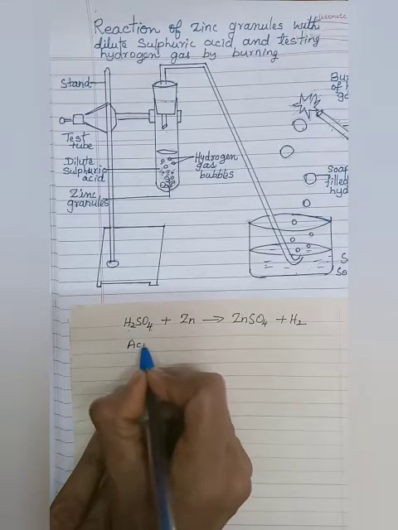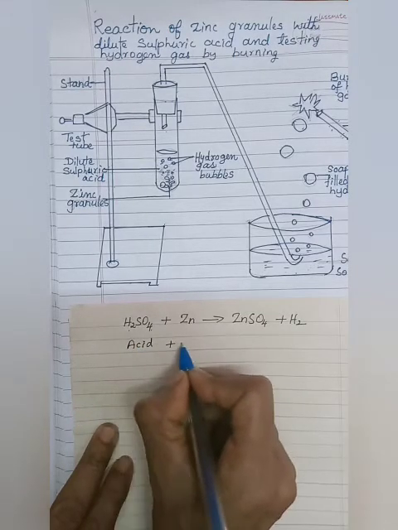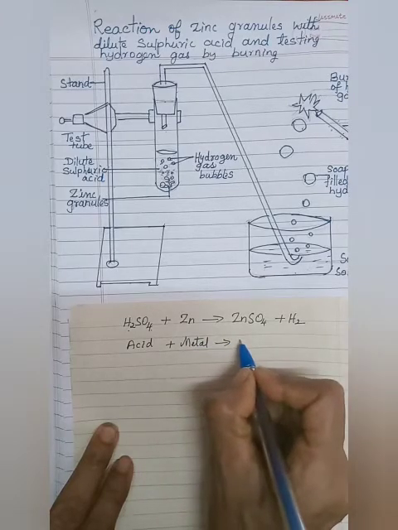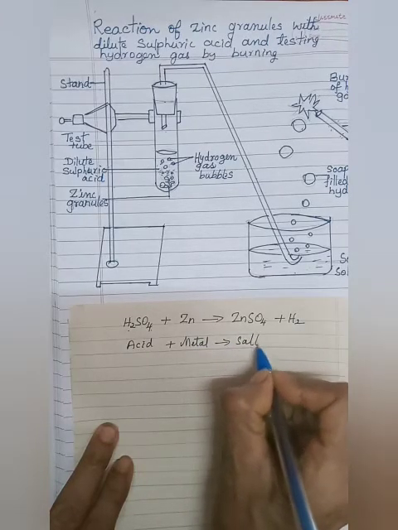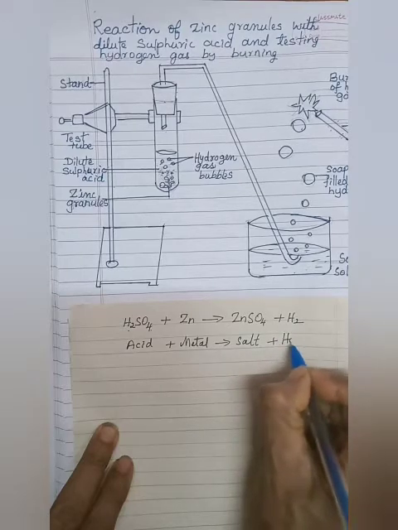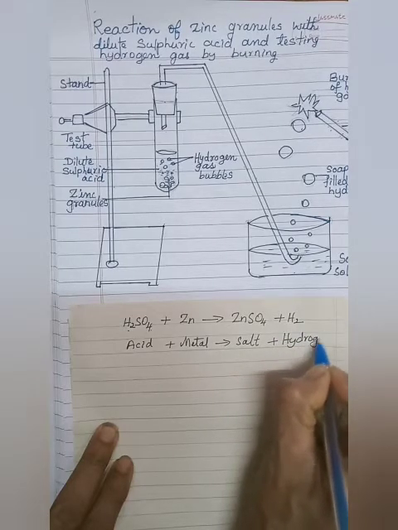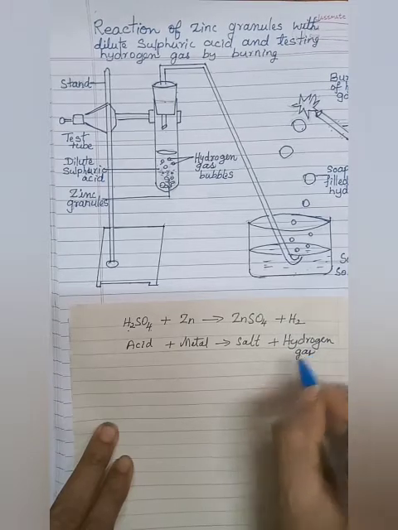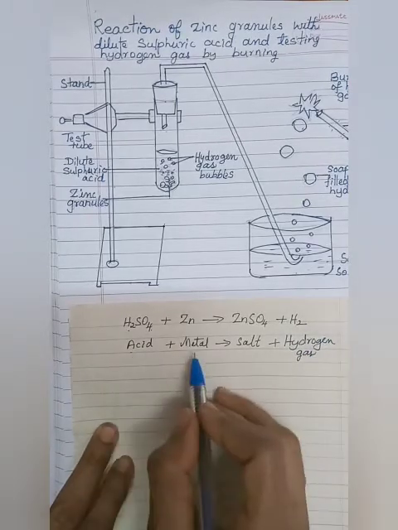H2SO4, acid, plus a metal gives a salt. Here zinc sulfate is a salt, plus hydrogen gas. Hydrogen gas is liberated during the reaction between an acid and a metal.